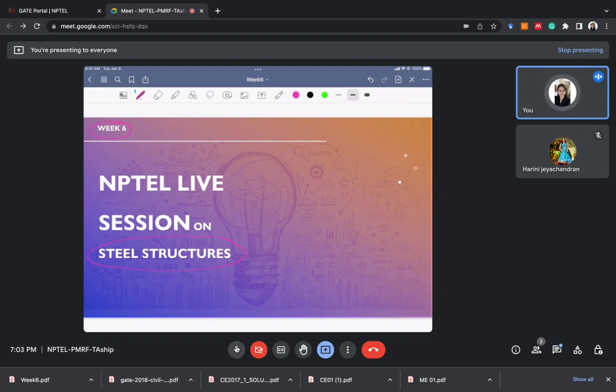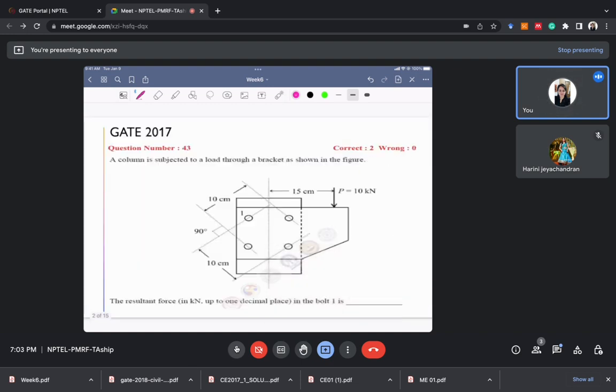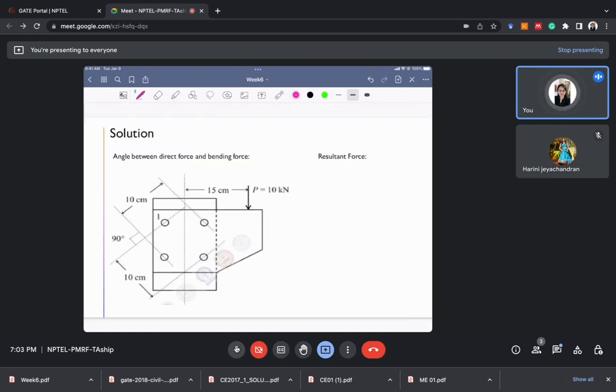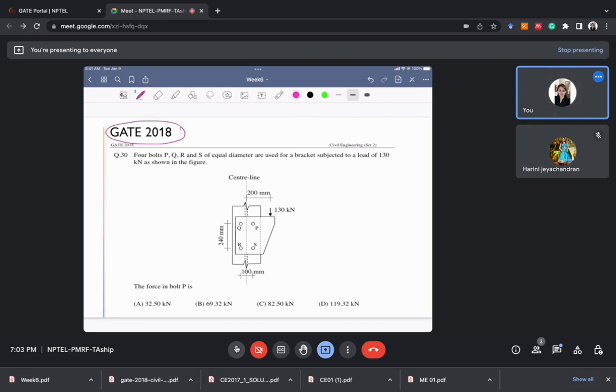So first of all, let me give you a brief overview of what I'm going to cover today. First, there's one question from GATE 2017 related to resultant forces in the bolt. Then I'll be covering one question from GATE 2018. It's a very similar question to the one in 2017, force in bolt again.